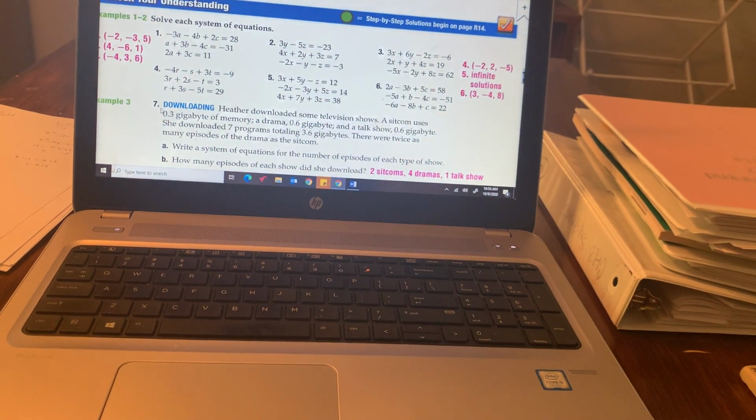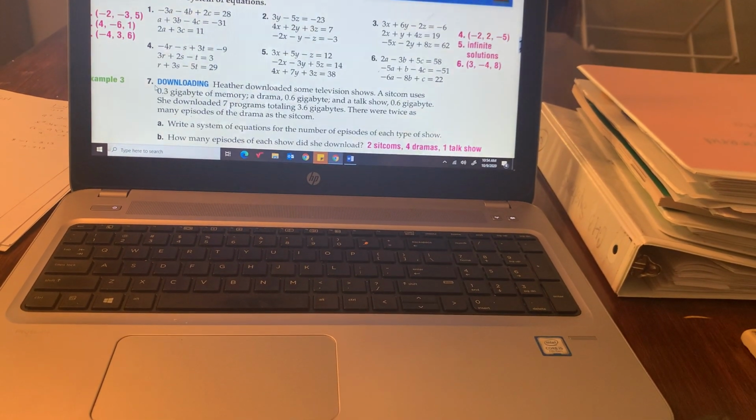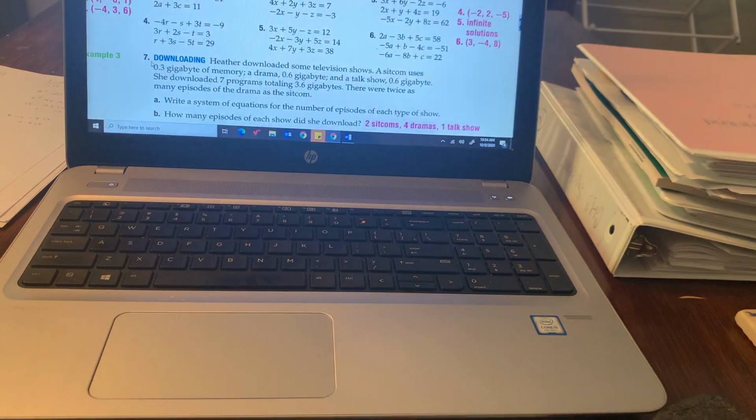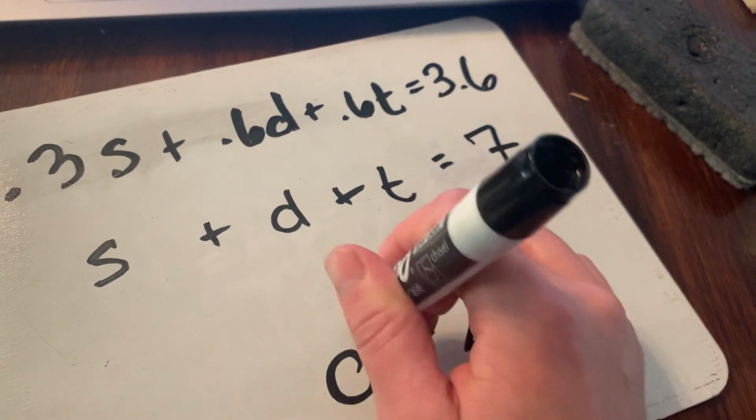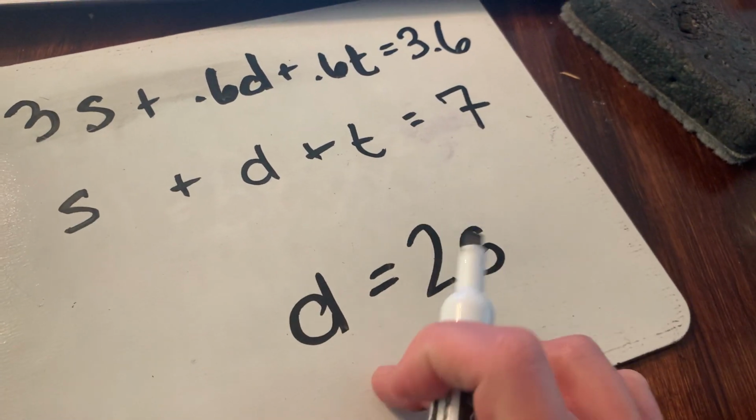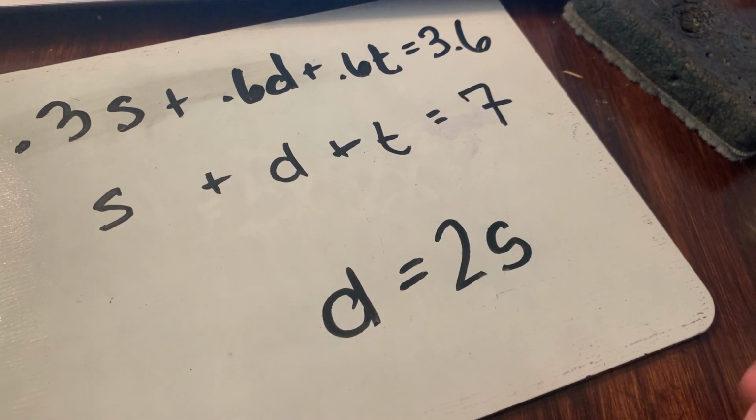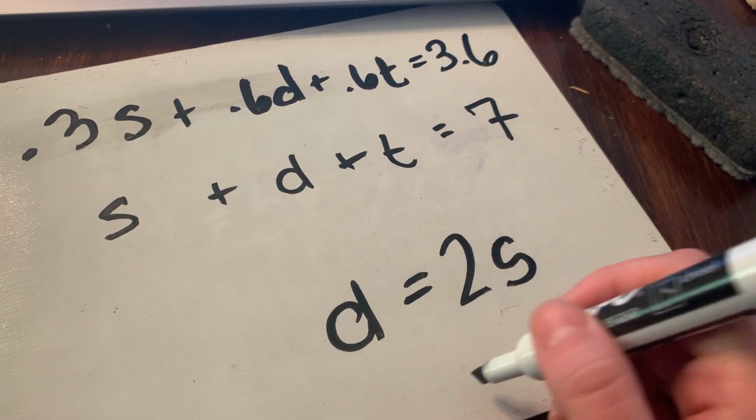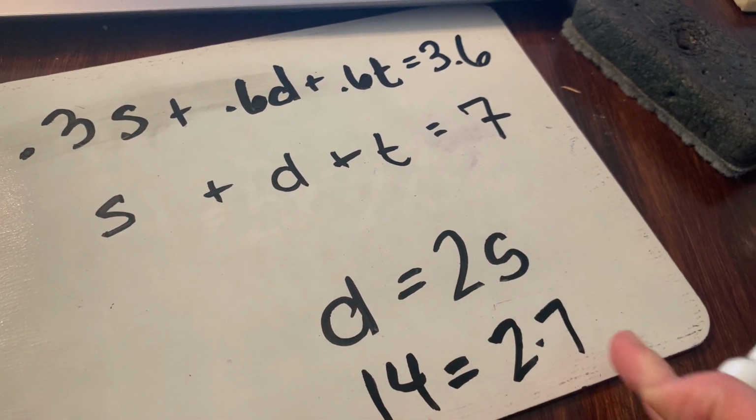There were twice as many episodes of drama as there are sitcoms. So twice as many drama as sitcoms. So if I take 2 times S, that will be drama. This is one students have a hard time with. So they're like, I don't know if this equation's right. We'll just make up a fake number. So sitcoms, let's say you have 7 sitcoms, then you would have to have 14 drama.